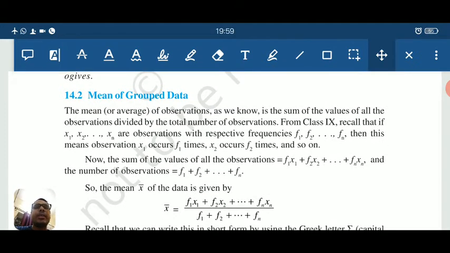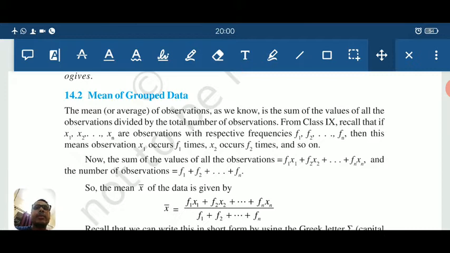To find the mean, which is also called the average, of the observations, we need to follow a certain procedure. The formula is quite simple, and you will not find it difficult to get the solutions of any questions if you use this formula. Let us understand how we get it.